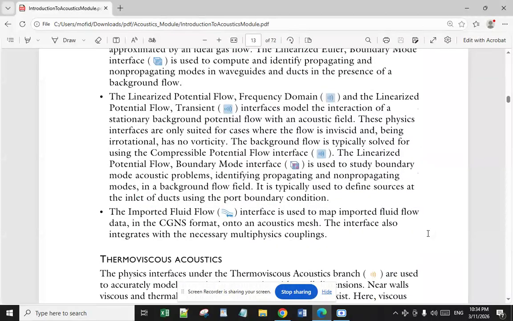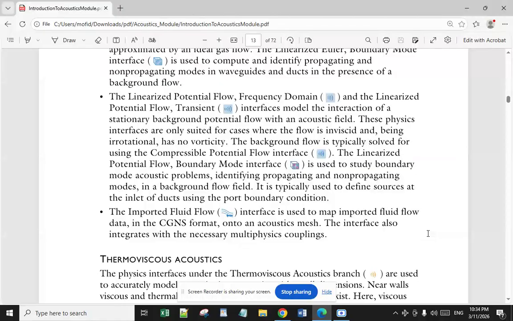The linearized potential flow frequency domain and the linearized potential flow transient interfaces model the interaction of a stationary background potential flow with an acoustic field. These physics interfaces are only suited for cases where the flow is inviscid and irrotational, having no vorticity. The background flow is typically solved for using the compressible potential flow interface.